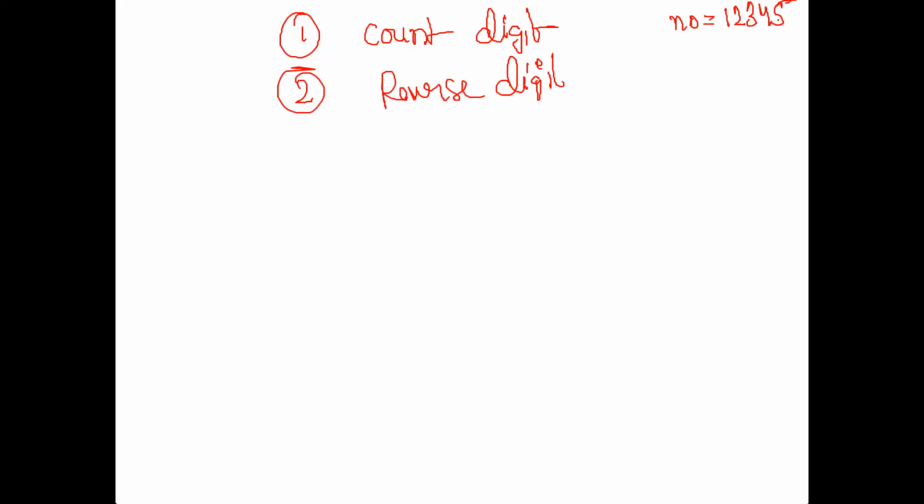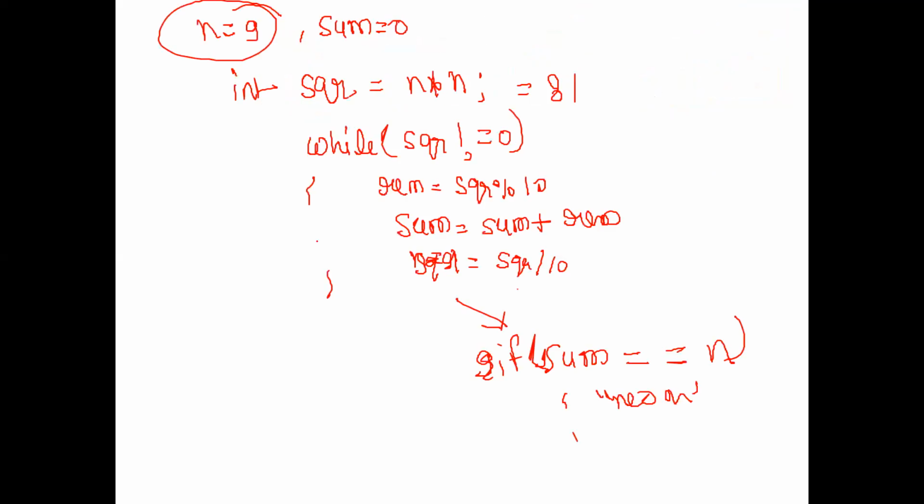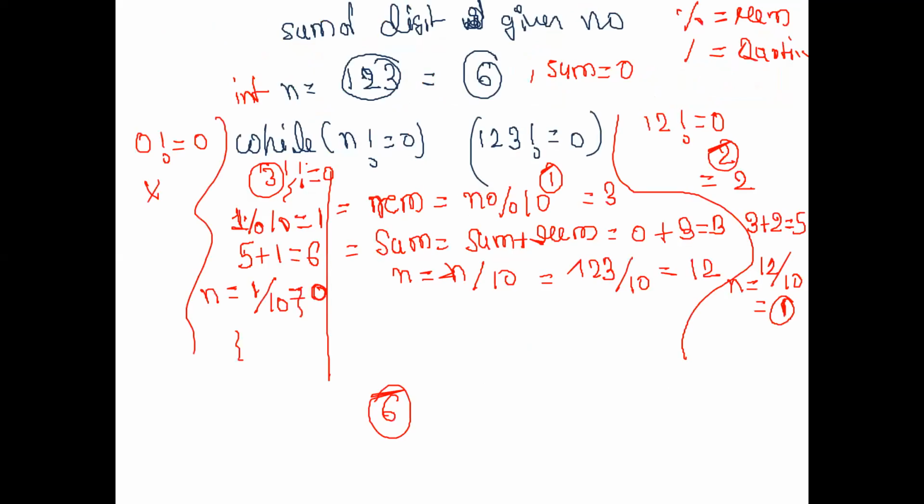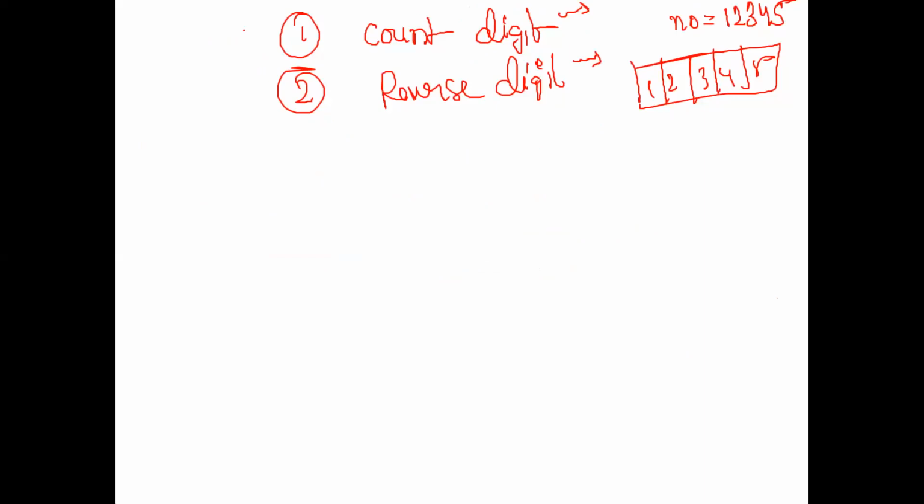Right? 1, 2, 3, 4, 5 is a single number having 5 digits. Otherwise, they would have told you this 1, 2, 3, 4, 5 is inside the array, and you'd just reverse the loop and get the output. But that's not the thing. Count the digit, reverse the digit. These two questions are based on the same thing. Here I have told you the logic for sum of the digits of a given number. Similarly, you should remember the logic for count of the digits as well as reverse the digits.